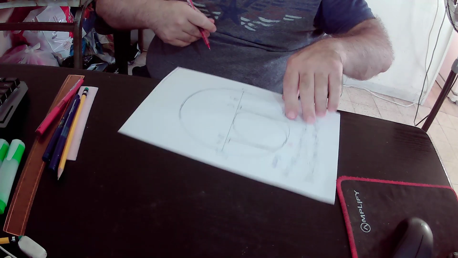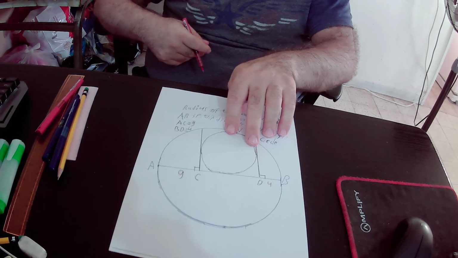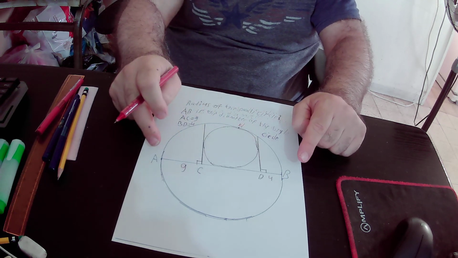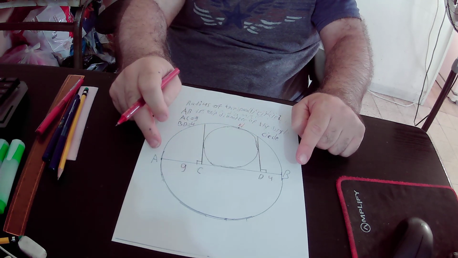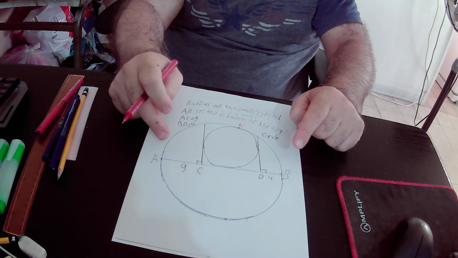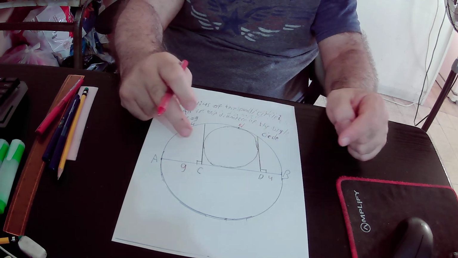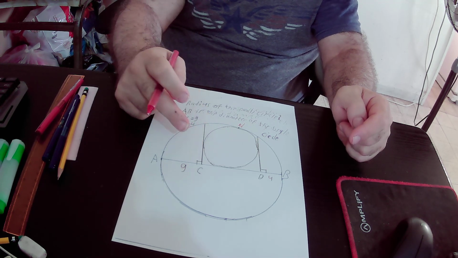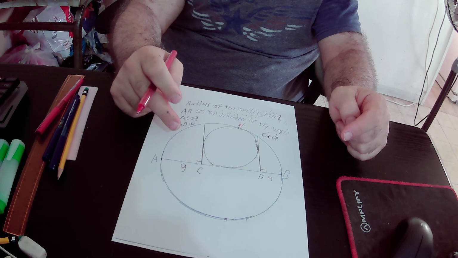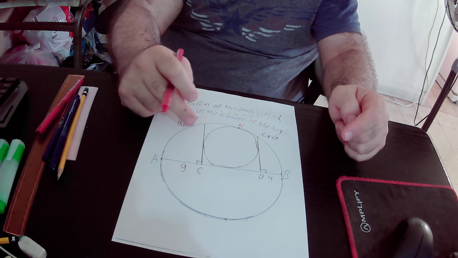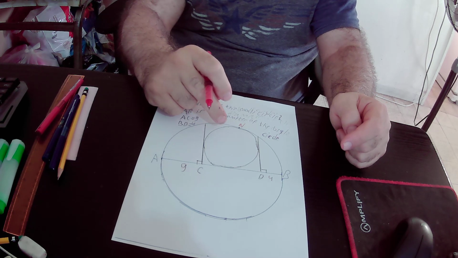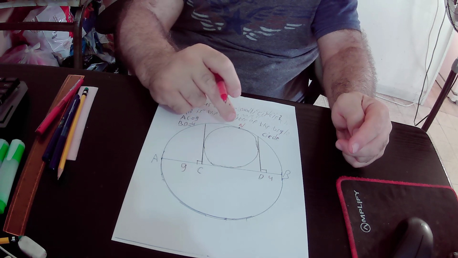And we also know that AB is the diameter of the big circle, and this is the right angle, and also this angle equals 90 degrees. And the small circle has three tangents.